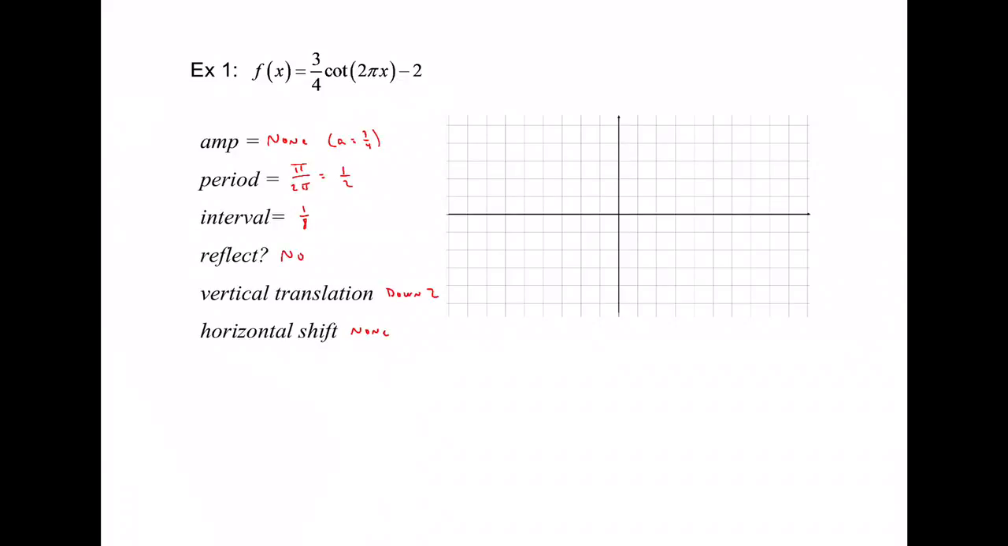You don't see an x minus a quantity. So let's go ahead and split up our period into eighths. So 1/8, 2/8, 3/8, and then 4/8 is 1/2. And then we also will go the other way, negative 1/8, negative 2/8, negative 3/8, and negative 4/8.